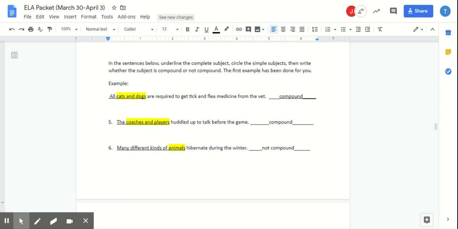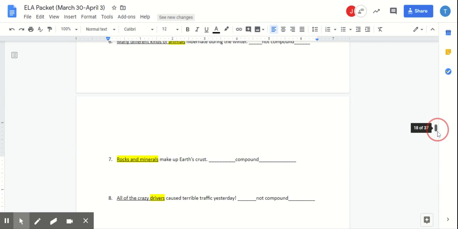Number 6, many kinds of animals hibernate during the winter. So my complete subject is many kinds of animals, because it's the simple subject and everything describing the subject. And then I said that this is not a compound subject. I am not listing multiple animals. I'm just saying many different kinds of animals. So I'm describing the types of animals that I have, which are many different kinds, which is why this is not a compound subject. Okay?